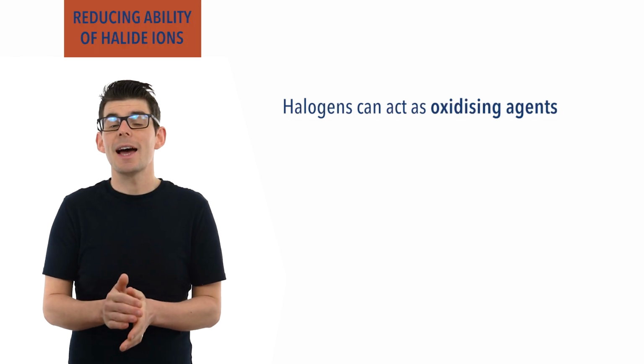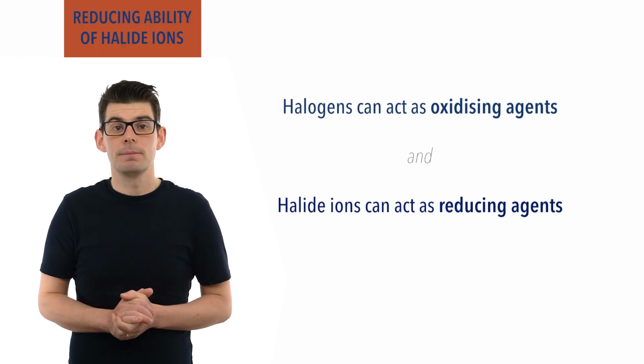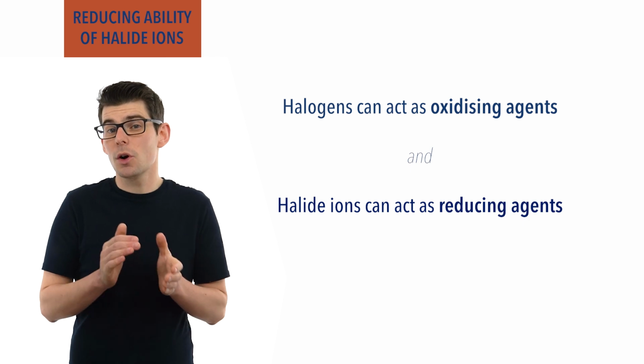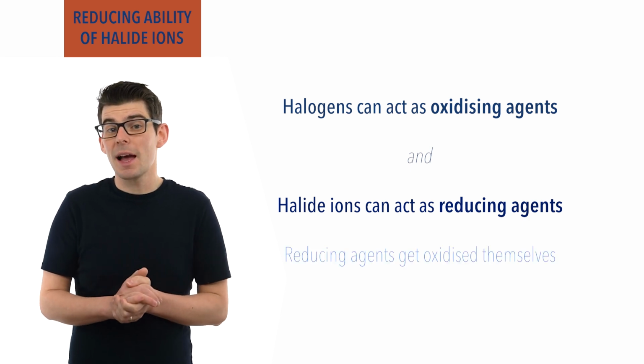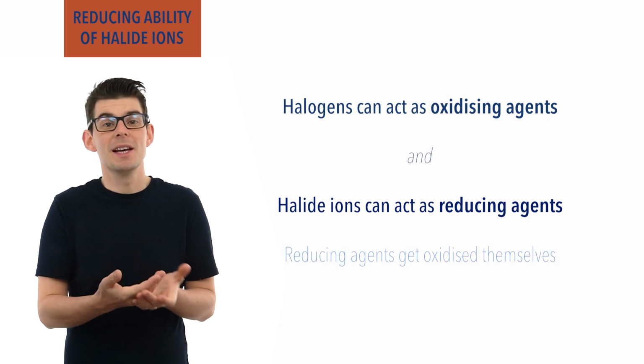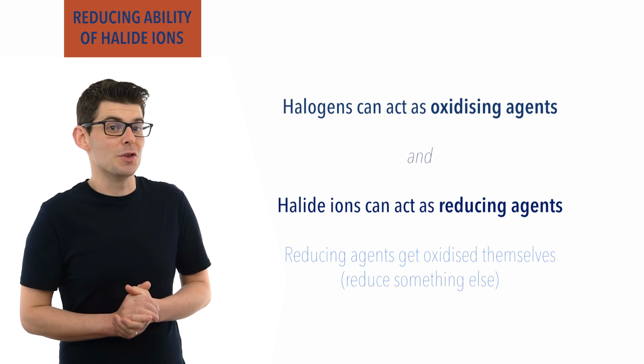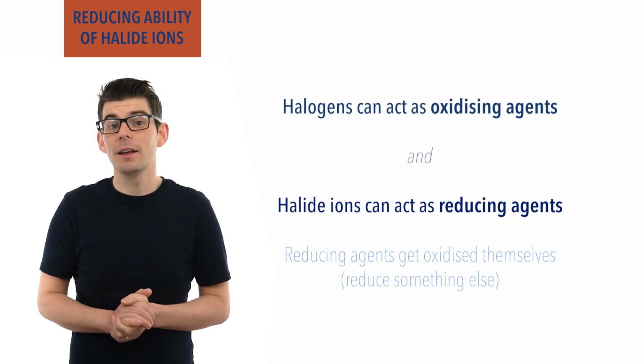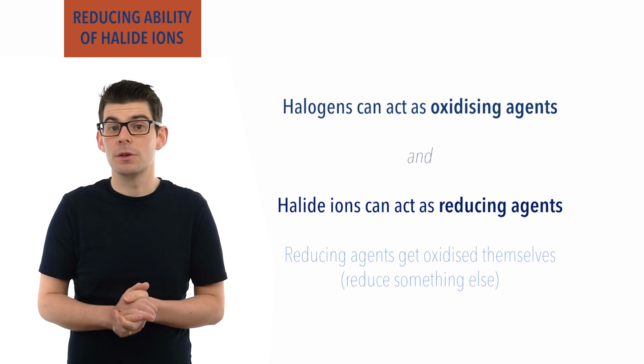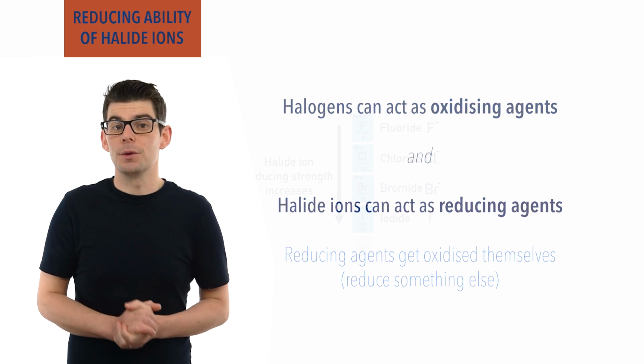Halide ions can act as reducing agents. A reducing agent gets oxidized in a reaction by having electrons pulled away from it by something else that gets reduced. The ability of halide ions to act as reducing agents increases down the group.